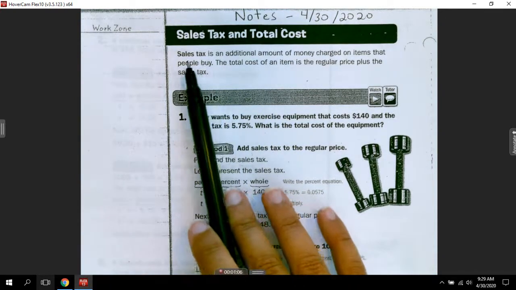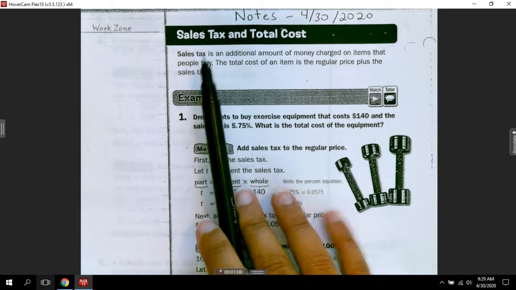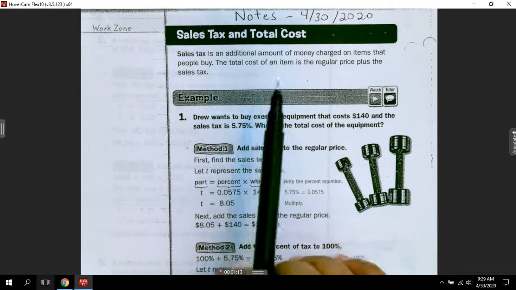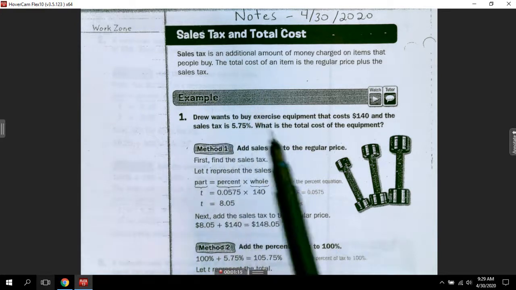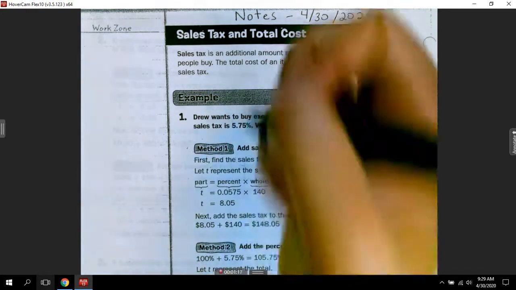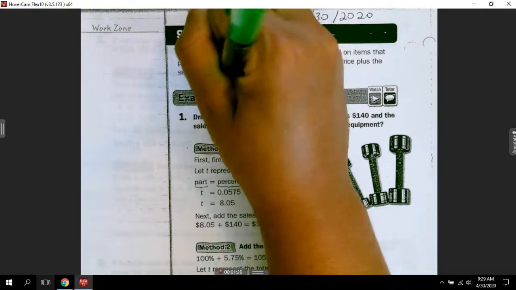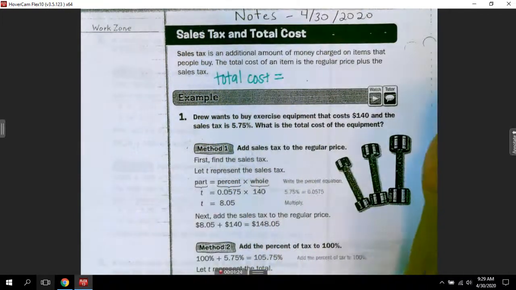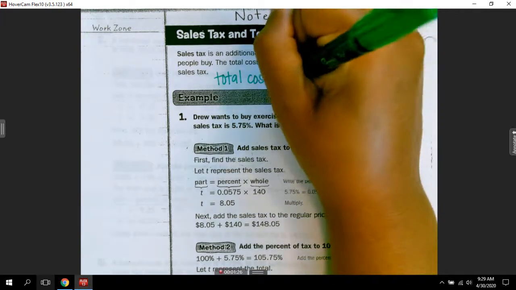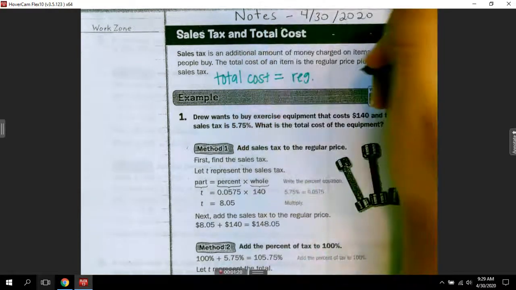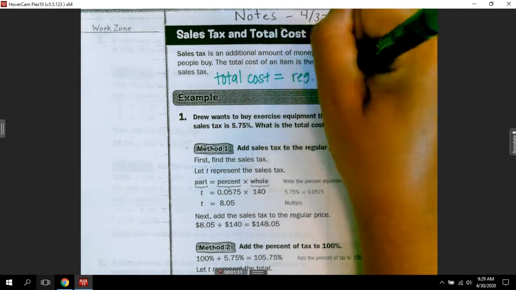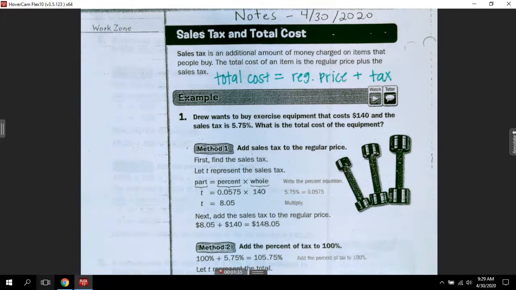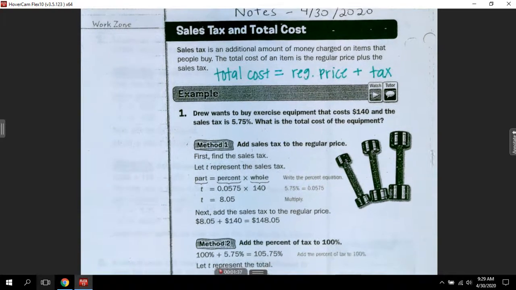So I think we all pretty much know what a sales tax is. It's an additional amount of money charged on items that people buy. The total cost of an item is the regular price plus the sales tax. So we're going to write that in kind of like a little equation. So total cost equals regular price plus tax. Okay, I'm going to abbreviate. Regular price plus tax.